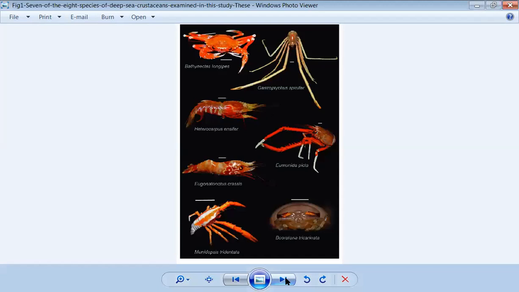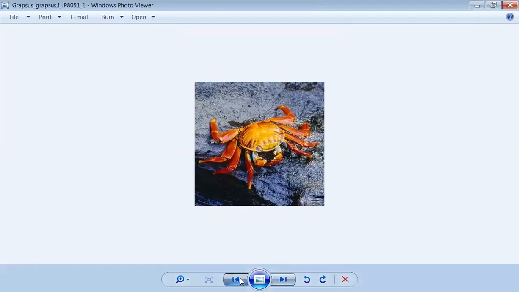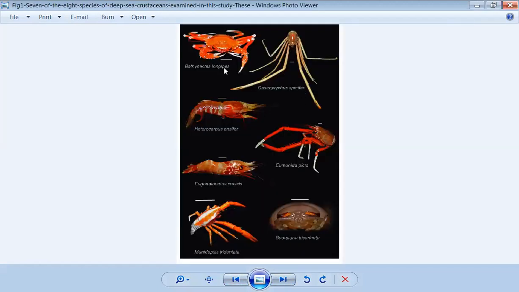So the next picture is for what? Hashim, can you tell me? They have like 2 long mustache. They are crustaceans.